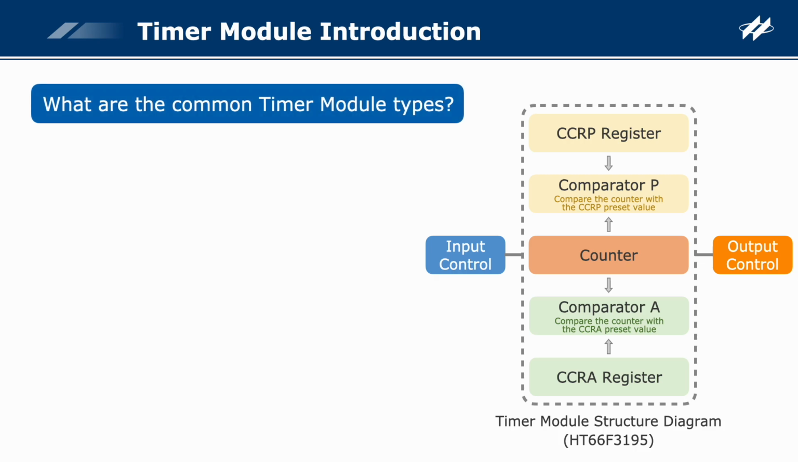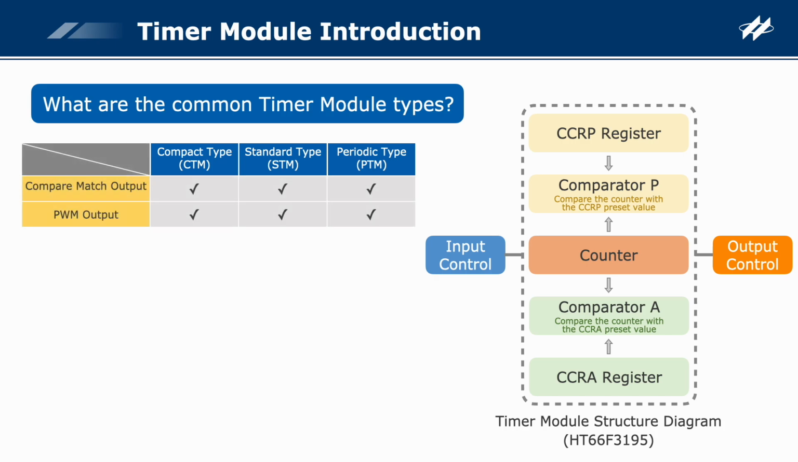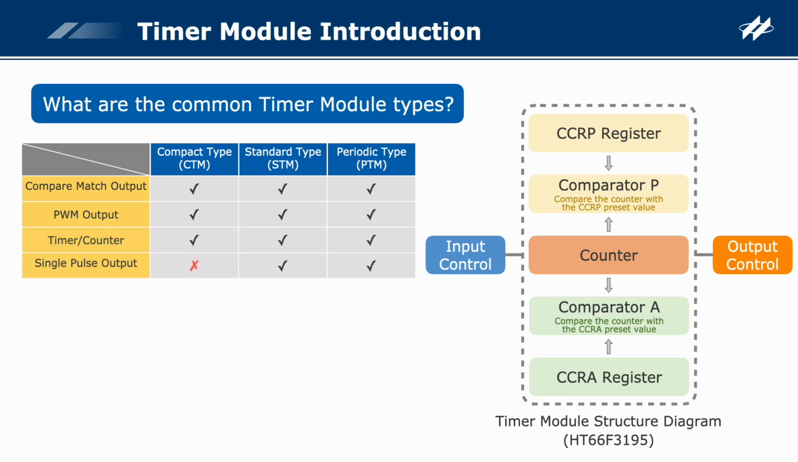What are the common timer module types for the HT8 MCUs? They are compact type, standard type, and periodic type. There are 4 common operating modes, namely compare match output mode, PWM output mode, timer counter mode, and single pulse output mode, which will be explained later in the course. It can be seen that the compact type timer module does not support single pulse output mode, and the standard and periodic type timer modules support 4 modes.